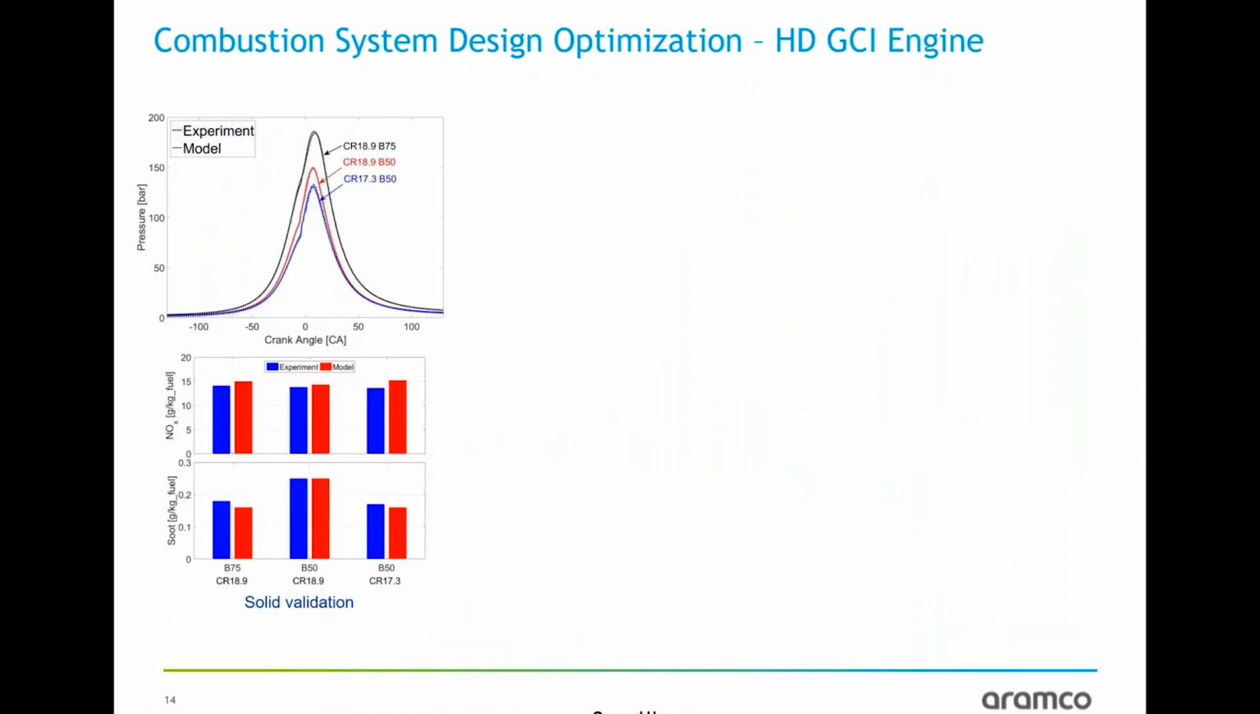So this is one example where we follow the process. This is for a heavy-duty GCI project. The first step, very important, is that we need to have a solid validation. You can see here at different operating conditions and different compression ratios, the pressure curve and emissions. We have a pretty solid validation for different operating conditions. That gives us confidence to move to the design optimization.